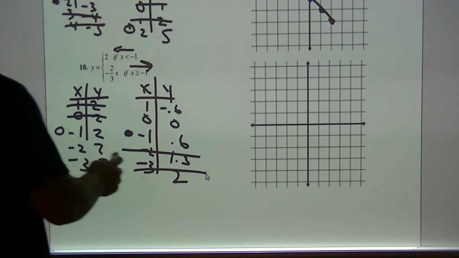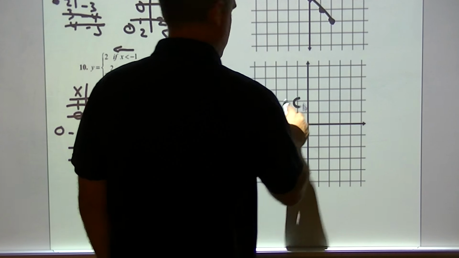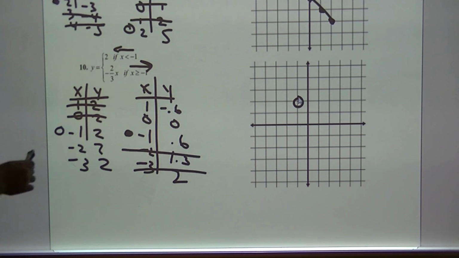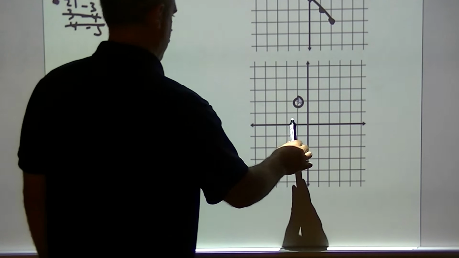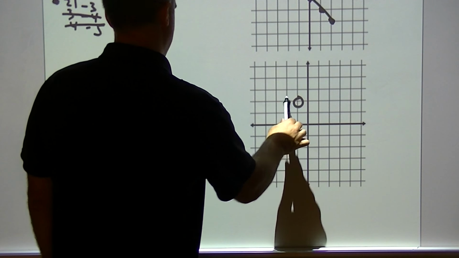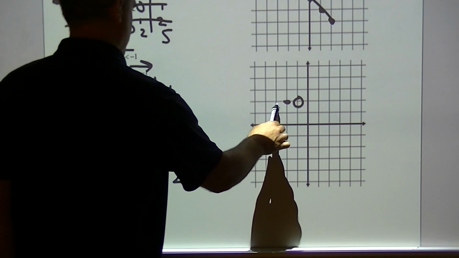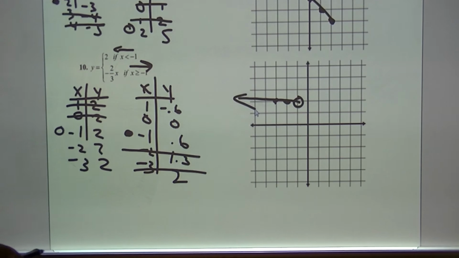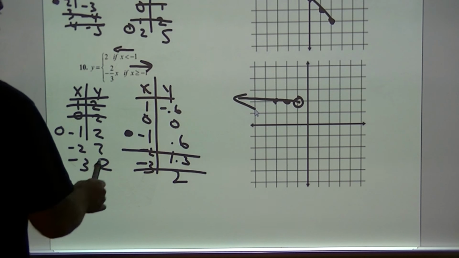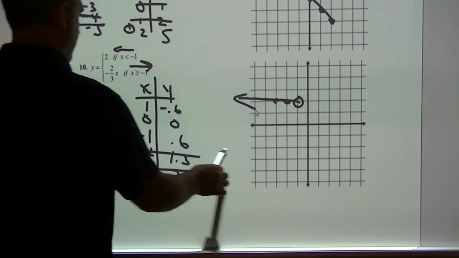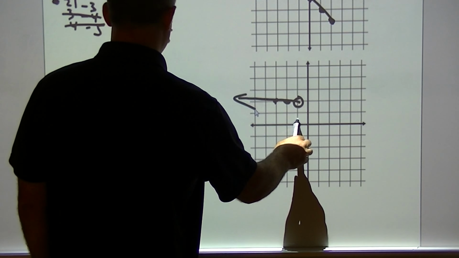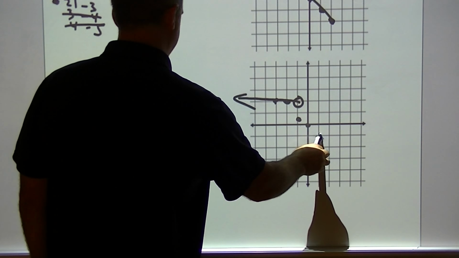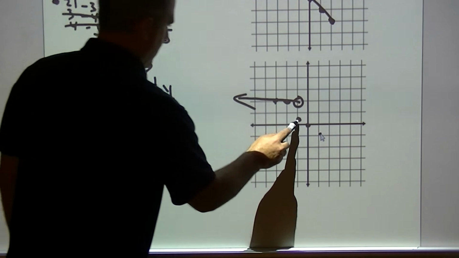All right. So let's go ahead and graph this. -1, 2, which is open. Okay. -2, 2. -3, 2. Okay, and this is a left arrow. Okay, all right. -1 and 0.6. 0 and 0. 1 and -0.6. This right here is a right arrow.